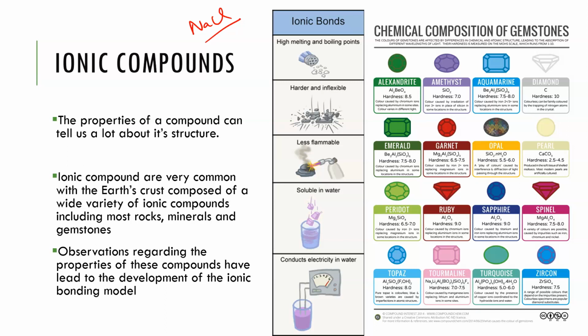Ionic compounds are very, very common everywhere throughout the Earth's crust. They're composed of different minerals. They make up gemstones, different ores, so things like bauxite and things like that that you looked at with processing of metals. They're actually ionic compounds. The properties of these compounds have led to the development of the ionic bonding model, just as the properties of metals led to the development of the metallic bonding model.